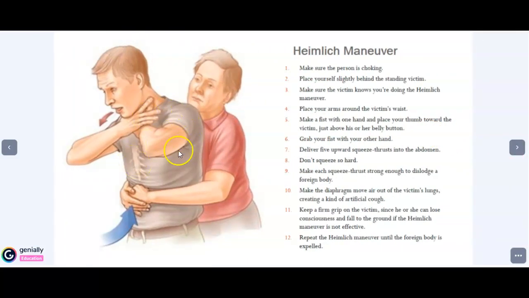Observe the example I have here about the Heimlich maneuver. You know this, right? When someone is choking, you can use this maneuver. And observe what I have here. For example, make sure the person is choking. Place yourself slightly behind the standing victim. Make sure the victim knows what you are doing. Place your arms. Make a fist with one of your hands. Grab your fist. Deliver 5 upward squeezes. Don't squeeze too hard. Make each squeeze thrust strong enough. Make the diaphragm move air out. Keep a firm grip. Repeat the Heimlich maneuver until the foreign body is expelled.